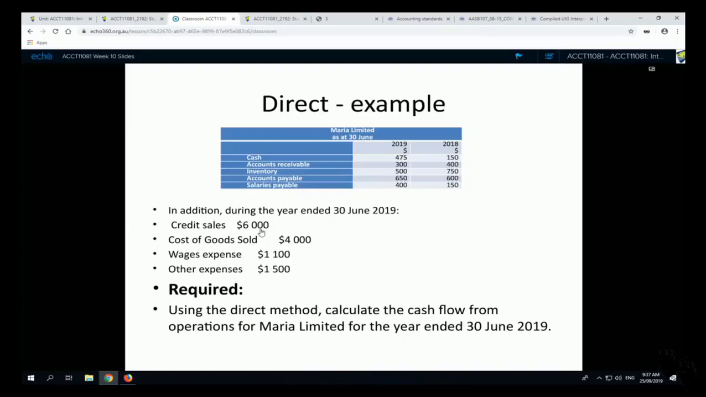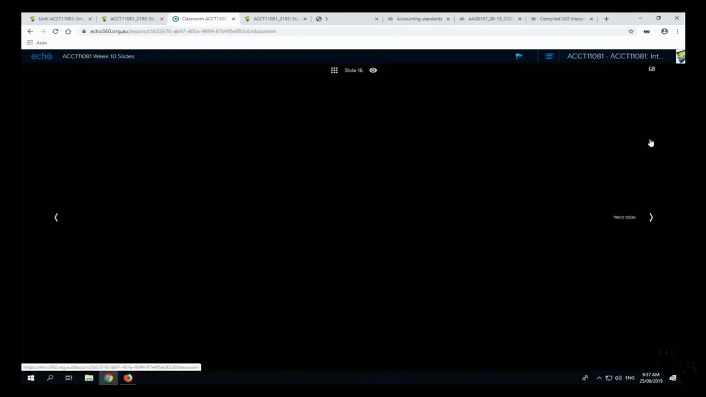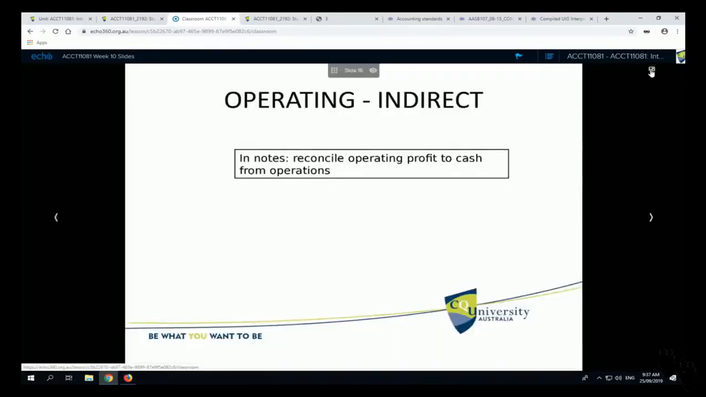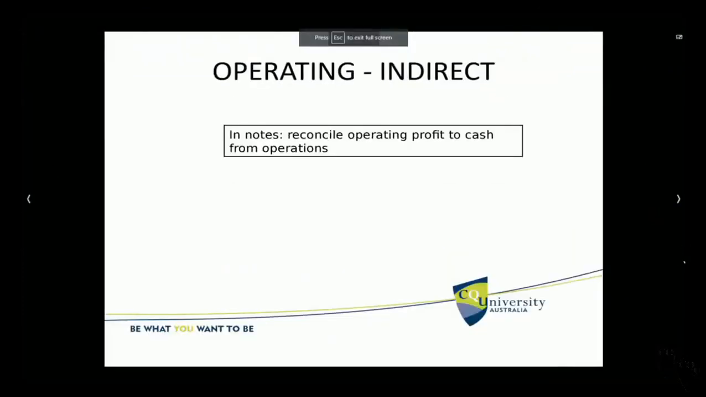We're going to go to the indirect method now. Remember, we're still stuck on operating activities. We haven't moved on yet. We're still under the operating activity category. We haven't moved to investing or financing. So we're just calculating the cash flow from operating activities using the direct and indirect methods. Is that full screen? Yeah, there we go.